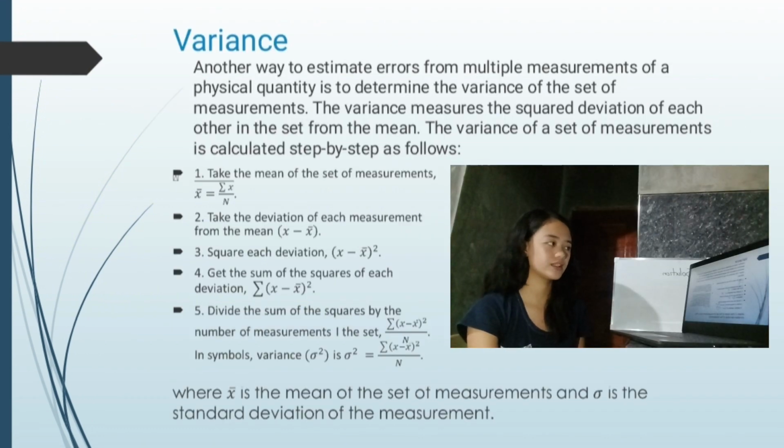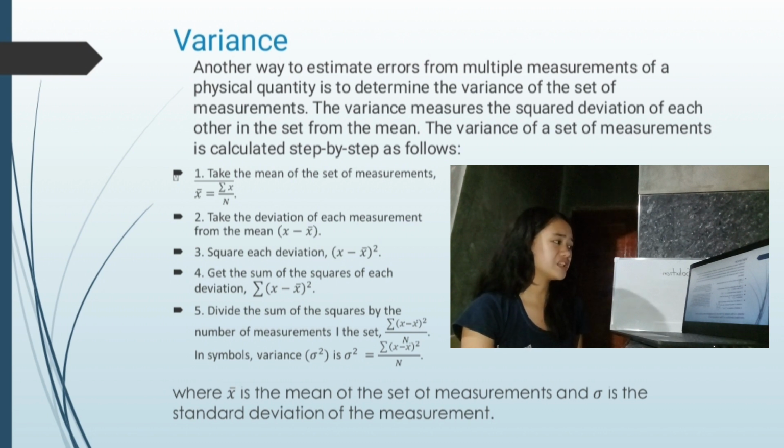Variance. Another way to estimate errors from multiple measurements of a physical quantity is to determine the variance of the set of measurements. The variance measures the square deviation of each other in the set from the mean. The variance of a set of measurements is calculated step by step as follows.